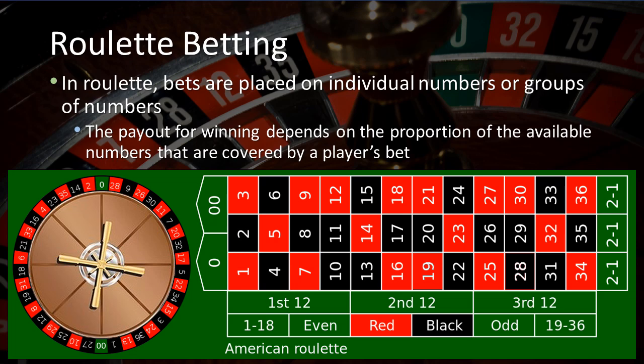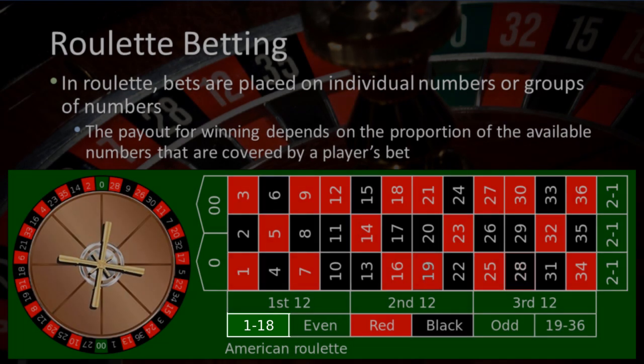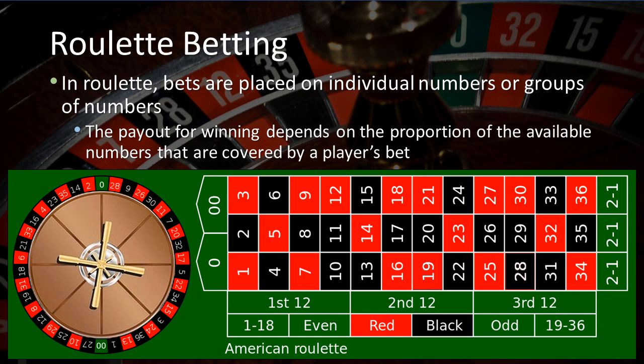One of the types of even money bets is lows, which covers numbers 1 through 18. A player betting on lows will win if the ball lands on any of those numbers. Other types of even money bets include highs, evens, odds, red, and black. In each case, the bet in question covers exactly 18 of the 36 numbers on the table, and hence has a payout of 1 to 1.